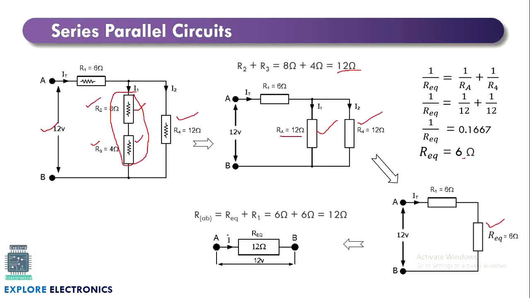Now we can calculate the current here. The current flowing through this resistor is voltage divided by resistance, that is 12 volts divided by 12 ohm, that is 1 ampere. 1 ampere of current is flowing through the circuit. Like this we can solve series and parallel circuits also to arrive at the total current or the voltage flowing through the circuit.